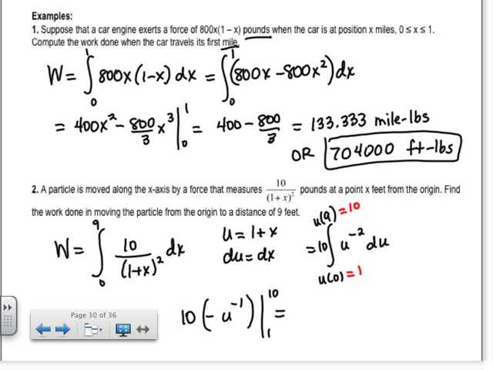Okay, so this is like a negative 10. You can pull it all the way out to the front. u to the negative 1 is 1 over u. So I have 1 over u going from 1 to 10. So you'd have 1/10 minus 1, so that's negative 9/10. So then multiply, so you get 9. And then what are your units? Foot pounds. So 9 foot pounds.